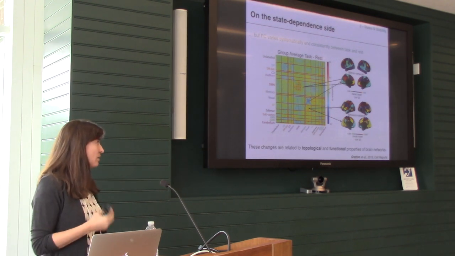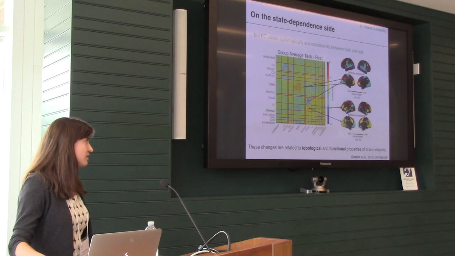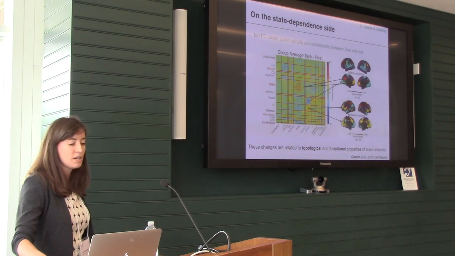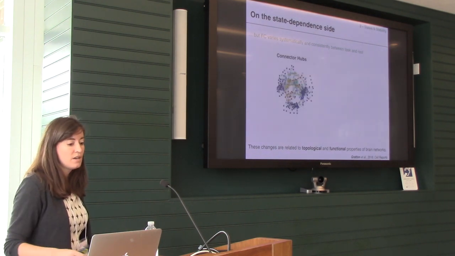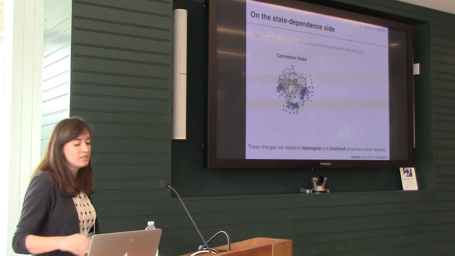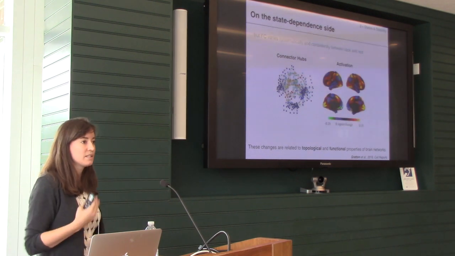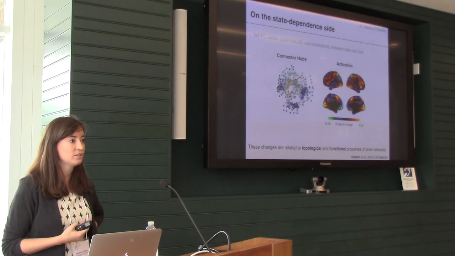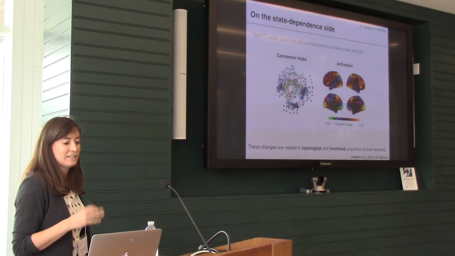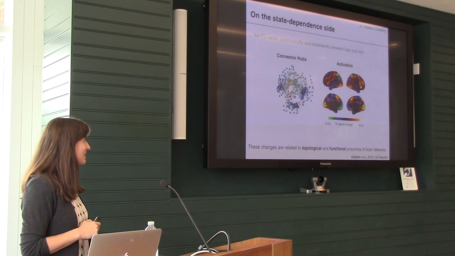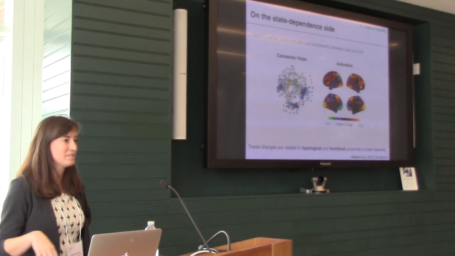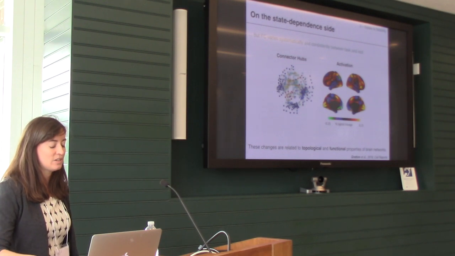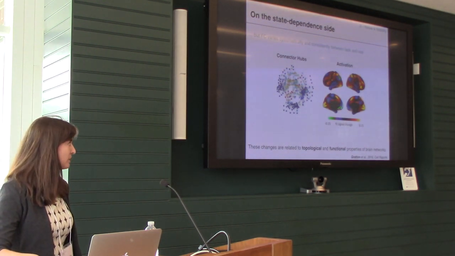And so what we further showed in this paper is that these changes are related to the topological and functional properties of these brain regions. That is, regions that were connector hubs or that were activated as specialized for different aspects of the task seem to be the ones that were changing, particularly in these different contexts. Now, in the interest of time today, because I think I'm already running a little bit over, I'm not going to talk in more detail about that, but hopefully if people have questions, you can ask me later or look up the paper.